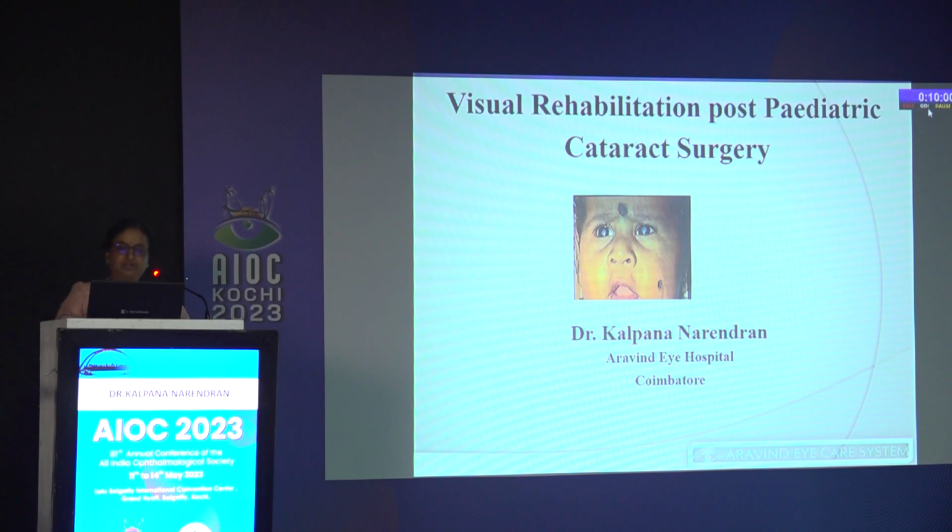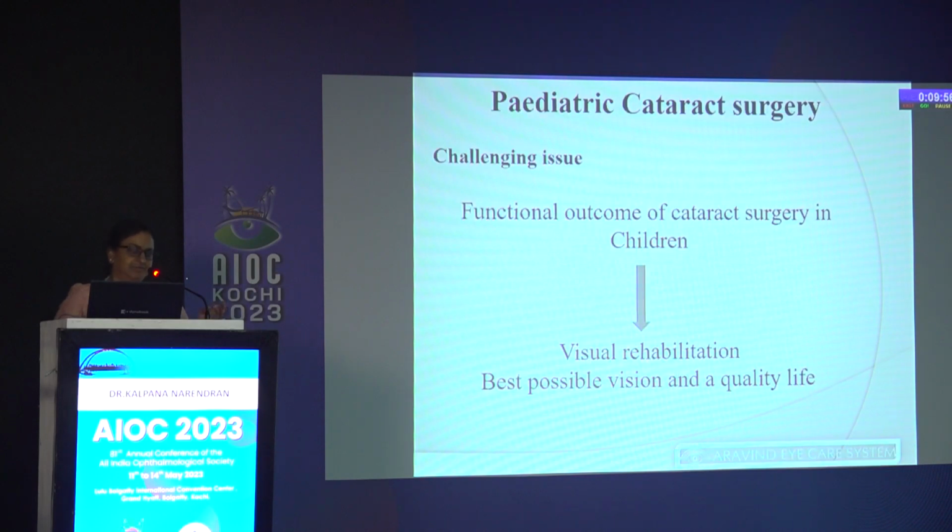So my topic will be visual rehabilitation post pediatric cataract surgery. We all know that when we see a pediatric cataract patient, what we tell the parent is, don't think that by doing the surgery it is over. By doing the surgery, only 50% is over. The other 50% is follow-up and rehabilitation. Because not like in adults, you just remove the cataract and they'll be fine. So we should always keep that in mind to counsel the parents regarding the rehabilitation and the follow-up.